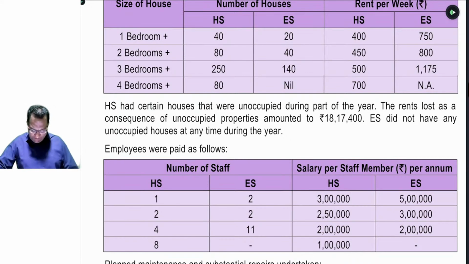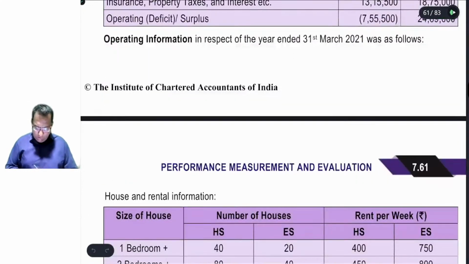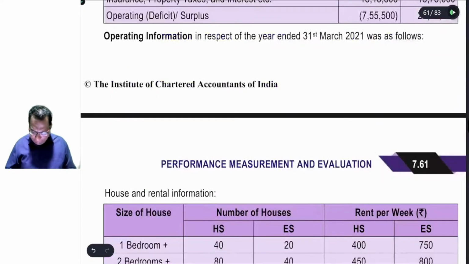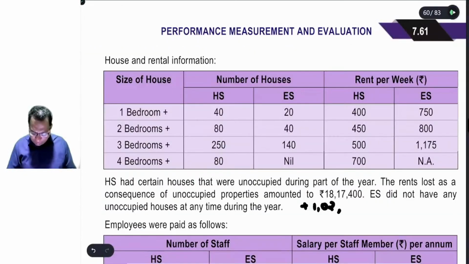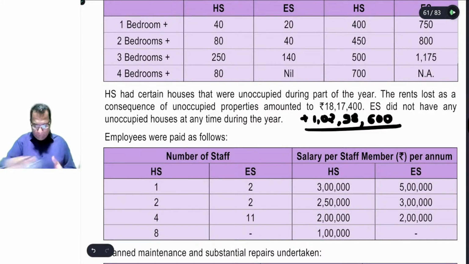Okay, approximately 20%. See, beta, how we will calculate the unoccupied property. Listen carefully. What is the room rent collected? The actual room rent collected is 1,98,600. So this is the actual room rent collected. Had no room been unoccupied, then our total revenue would be 1 crore 2 lakh, how much is it? 1 crore 2 lakh 98,600. Tell me the total revenue had there been no unoccupied room. 1 crore 2 lakh 98,600 plus 18 lakh 17,400.